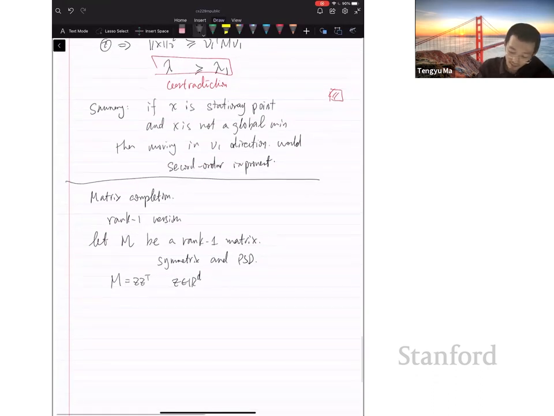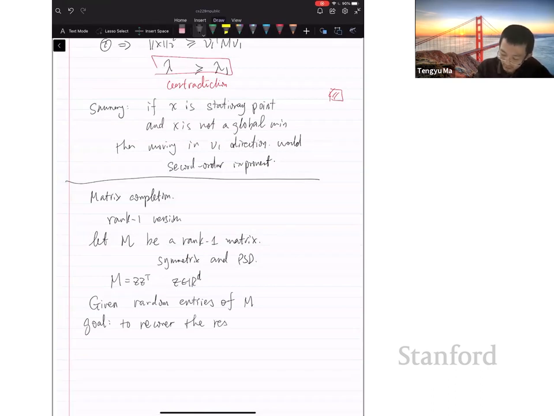And the setup is the following. We are given random entries of M. So you pick some random indices of M, and you reveal the corresponding entries. That's the only thing you know about M. And then the goal is to recover the rest of the entries.